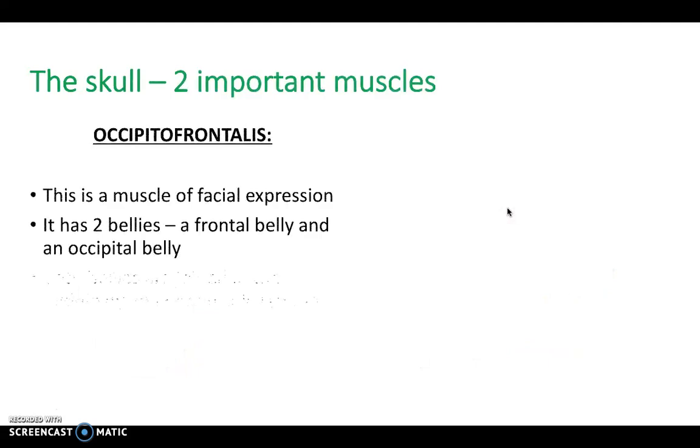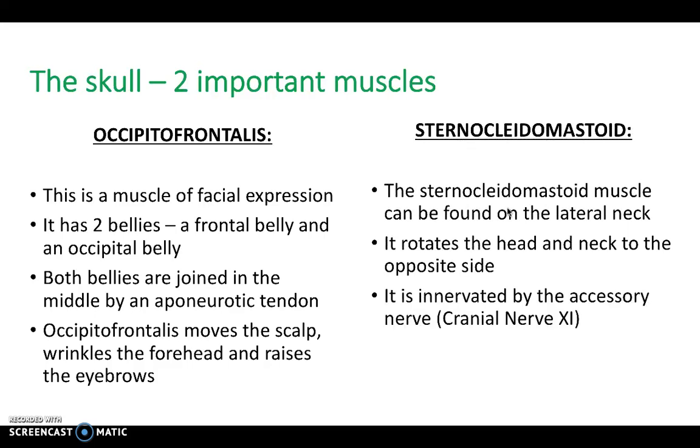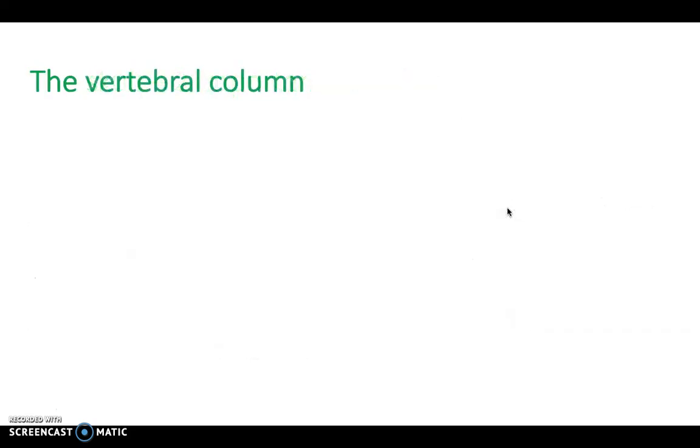Two important muscles just to recall here in terms of the skull and the face are the occipitofrontalis and the sternocleidomastoid muscle. And the sternocleidomastoid muscle will come up over and over again in your training, and it's innervated by the accessory nerve, and it rotates the head and neck to the opposite side, and it can be found on the lateral neck, and it's quite a long muscle.